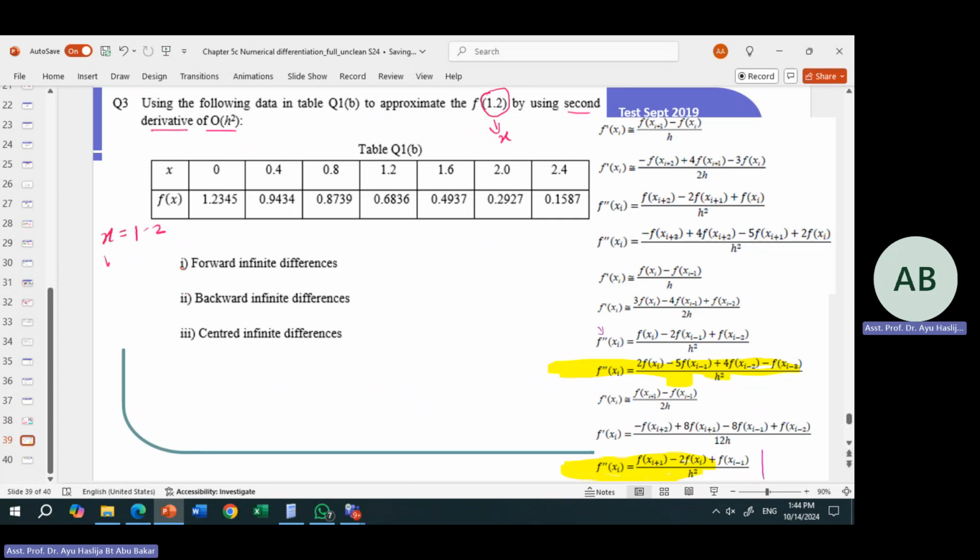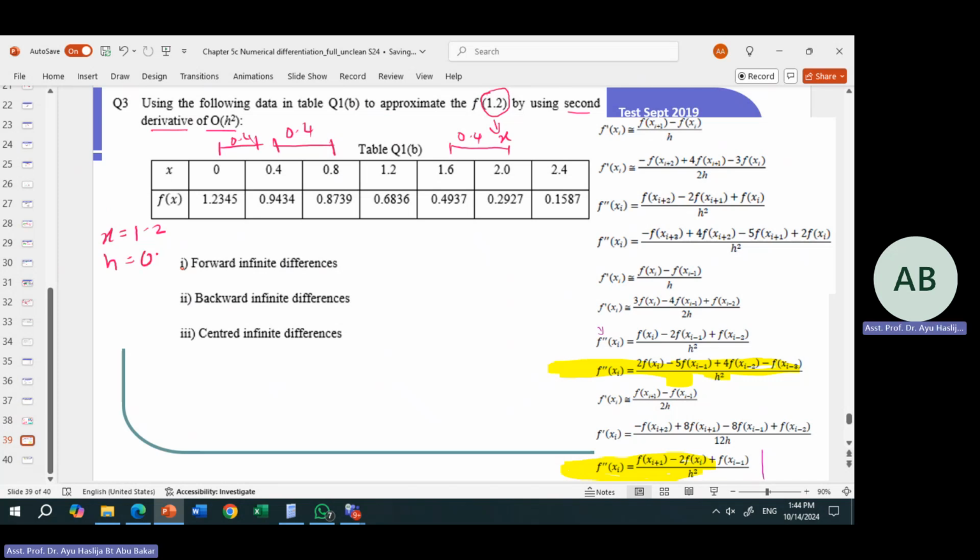What is your h? 0.4. Okay, Wenkai, how do you know 0.4 is your h? From the table. How you get from the table? 1.2, get one above it, 1.6 minus 1.2. Step size. Yes, step size of the x-axis. So this 0.4, that is the h, step size.